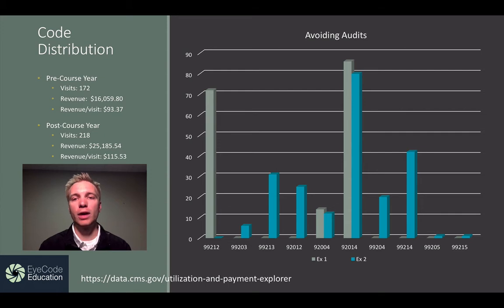So again, if we look at him pre-course versus post-course, he's making more money, he's generating more revenue, but he's also at a lower audit risk because his code distribution is more resemblant of a correct bell curve.